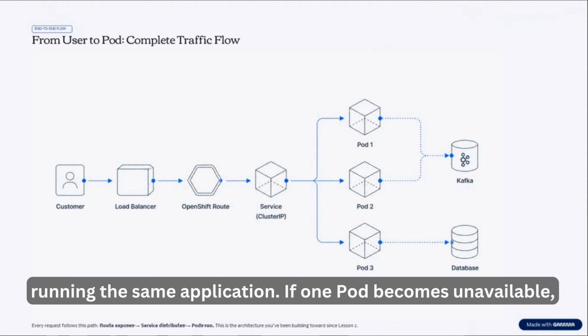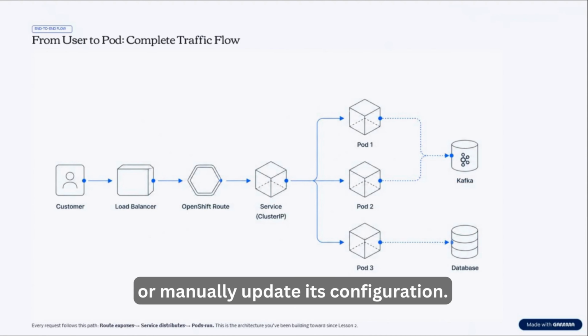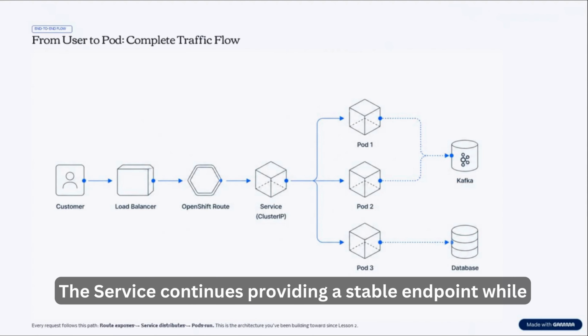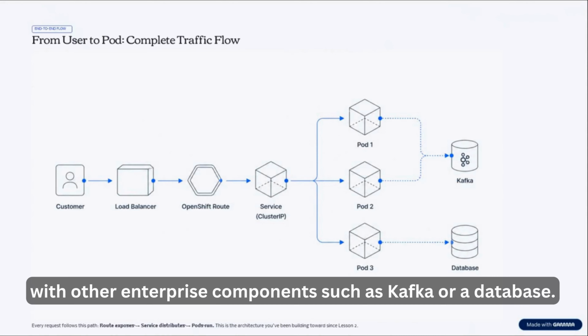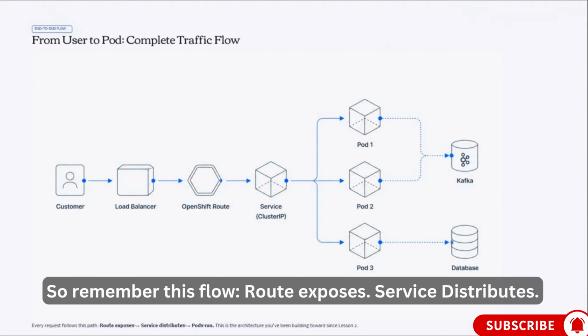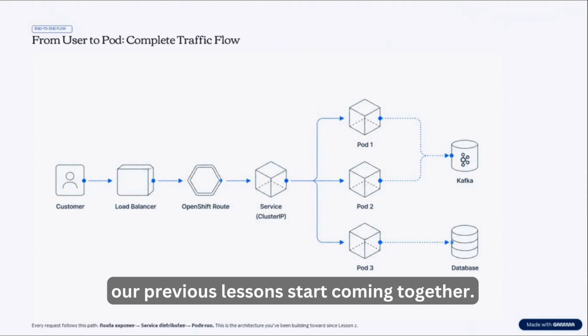If one pod becomes unavailable, the application does not need to know its IP address or manually update its configuration. The service continues providing a stable endpoint while the underlying pods can change, and those application pods can then communicate with other enterprise components such as Kafka or a database. So remember this flow. Route exposes, service distributes, pods run the application. This is where the concepts from our previous lesson start coming together.